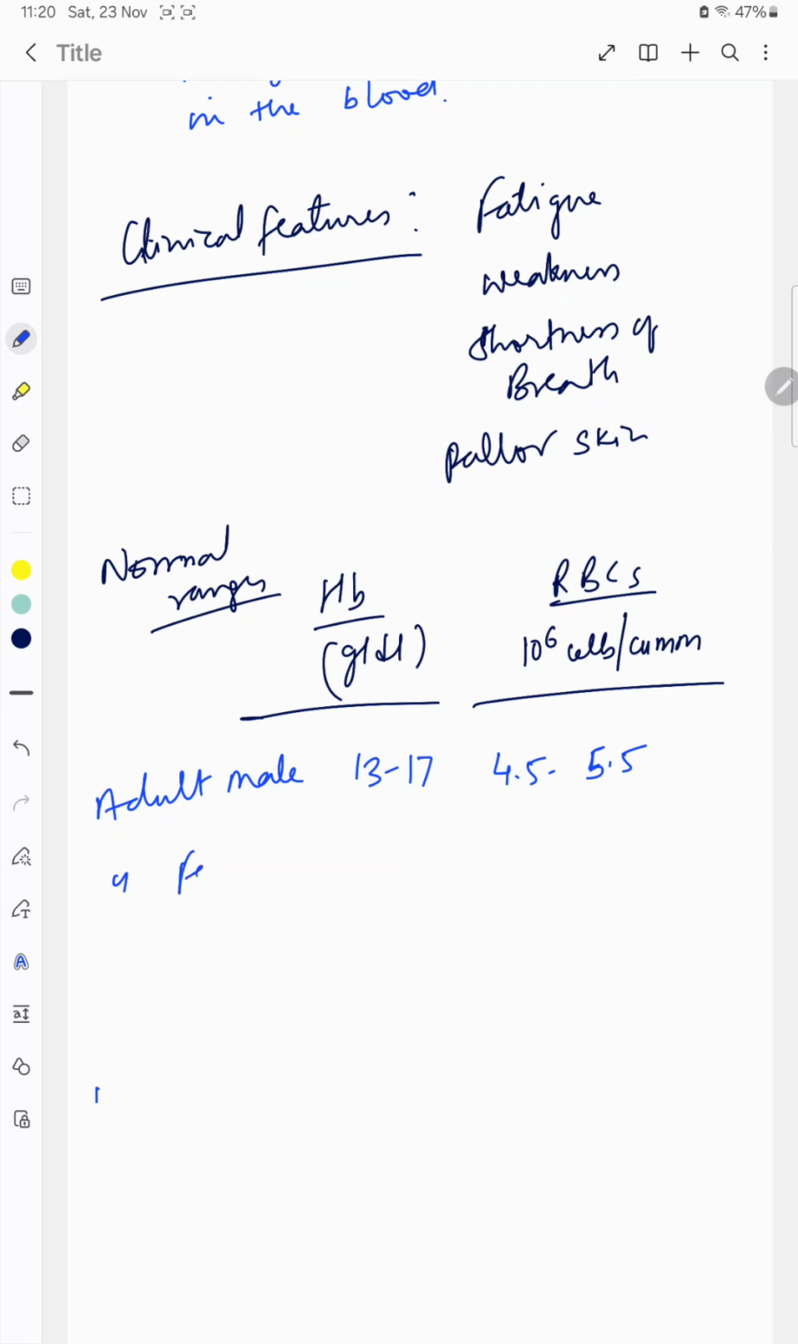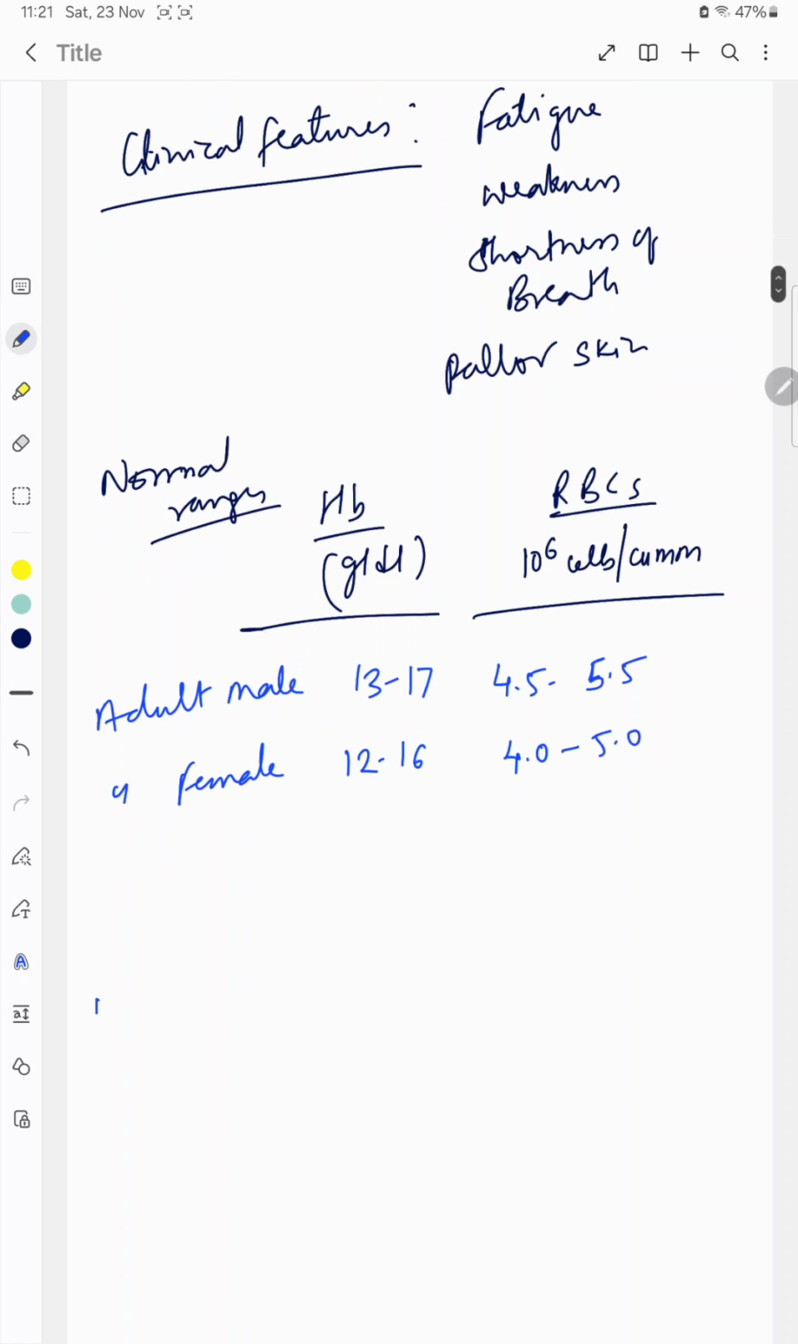In adult female, normal hemoglobin concentration is 12 to 16 gram per deciliter, and RBC count is 4 to 5 million cells per cubic mm. And in pregnant female, normal range of hemoglobin is 11 to 15 gram per deciliter, because the plasma volume is increased during the time of pregnancy.